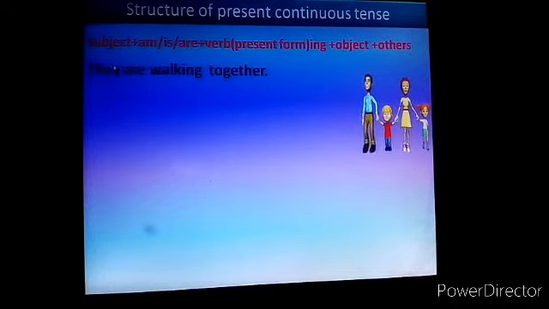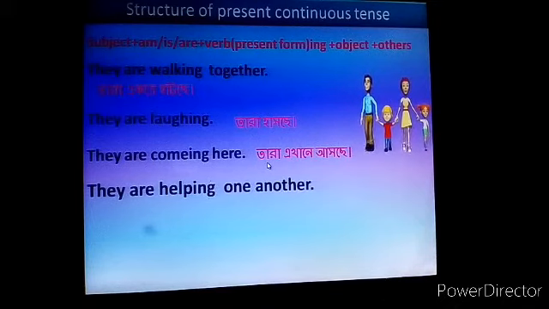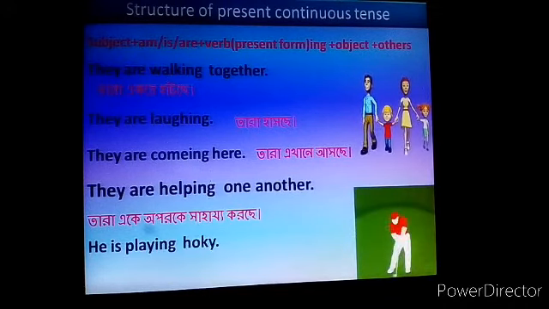Let us see an example. They are walking together. Here the subject is they, then are, walking is the participle form of walk, together is the other part of the sentence. Here is the Bengali meaning. They are laughing, they are coming, they are helping one another, he is playing hockey.